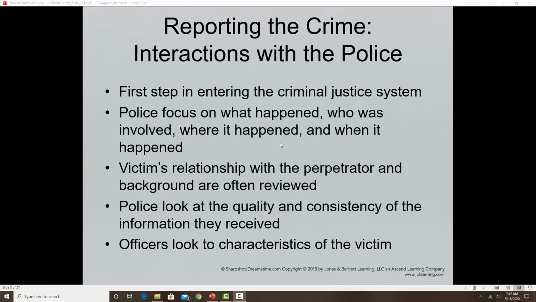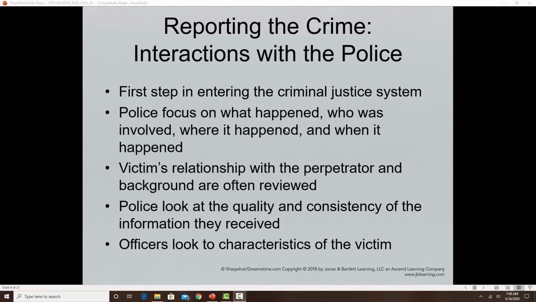Now, the first interaction that we have with the criminal justice system after a crime has been committed is reporting the crime to the police. So this is the first step in entering the criminal justice system. The police focus on what happened, who was involved, where it happened, when it happened, and if they don't know all of those things, which they often don't, they will of course be investigating the crime to determine those things, to find the offender, to understand what happened.